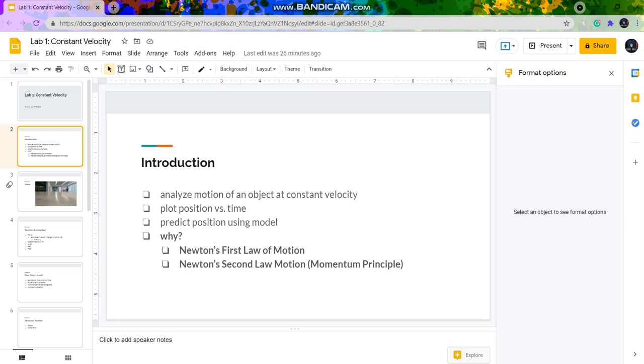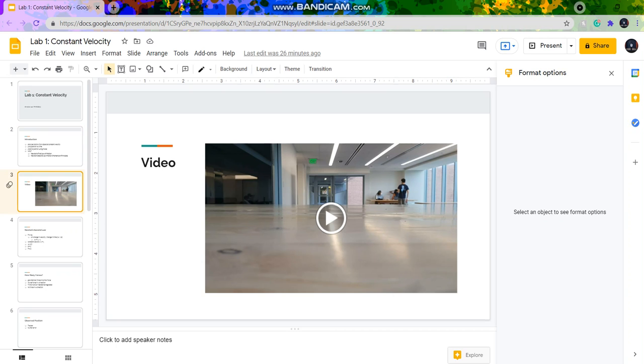Well, this lab exemplifies Newton's first and second laws of motion. Newton's first law of motion states that an object at rest will stay at rest, and an object in motion will stay in motion unless they are acted on by an outside force. In our lab, this object is already in motion, and thus does not need an outside force to stay in motion. Newton's second law will later be used to predict the position of this object. Let's watch the video.